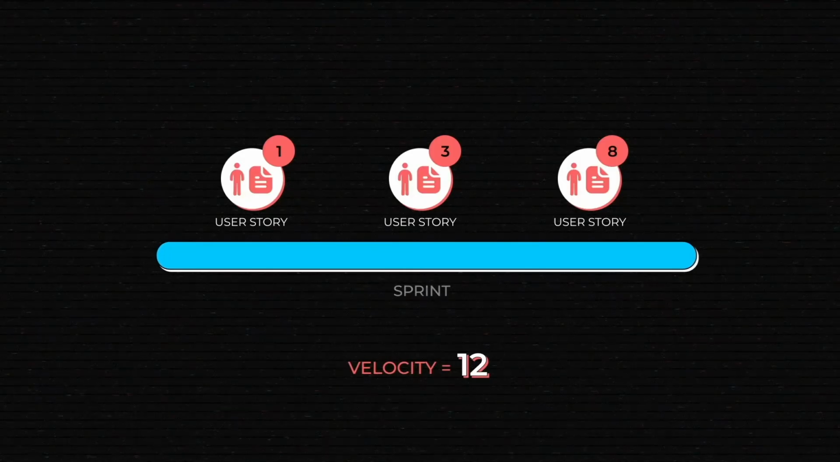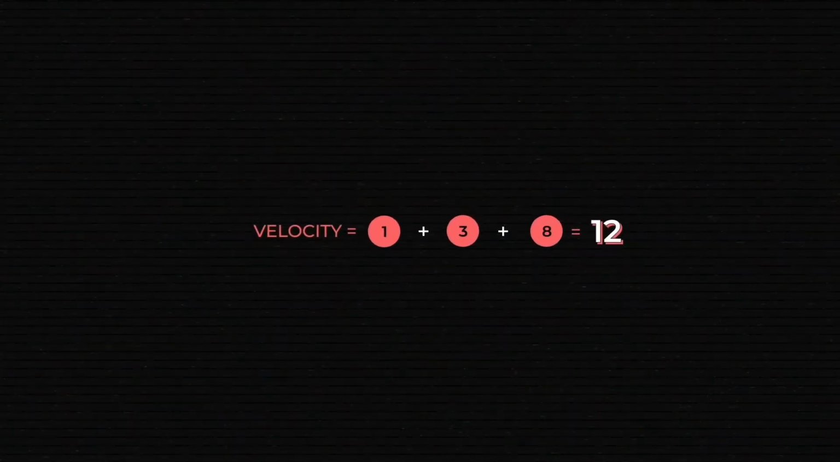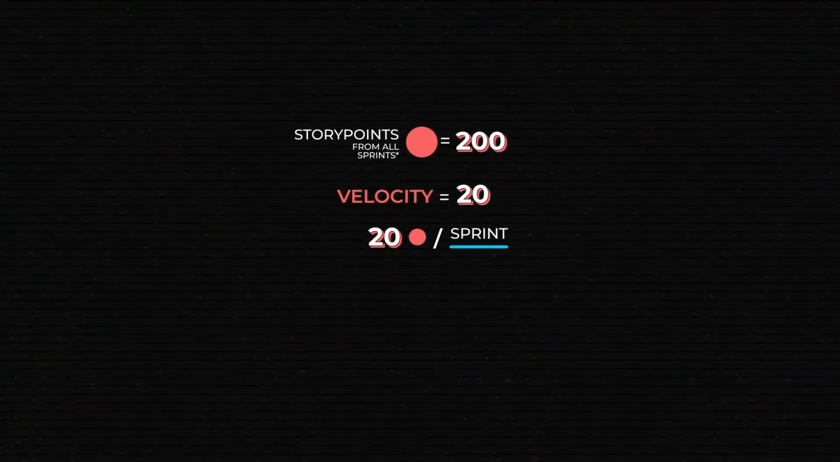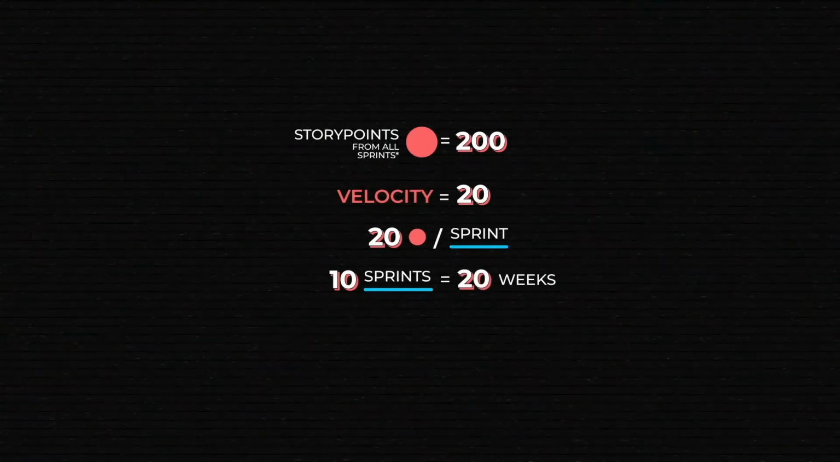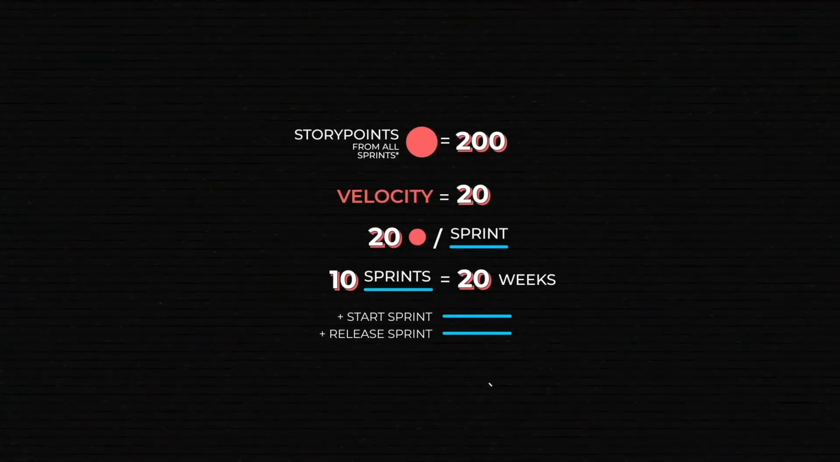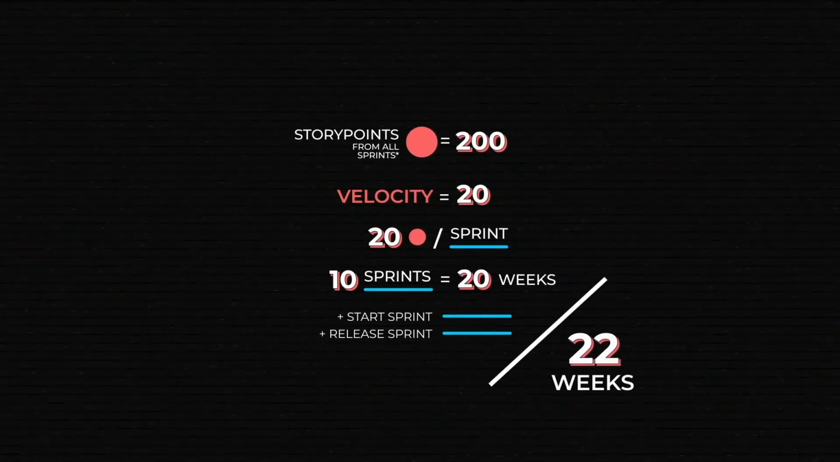To calculate anticipated velocity, you simply add up the story points of all user stories that you plan to complete within a sprint. Say all your story points added up to 200. If your velocity is 20, meaning that you expect to complete 20 points each sprint, then the whole development takes 10 sprints or 20 weeks. You add to that a sprint at the start of the project and a sprint for release preparation, and you get your estimation of 22 weeks for the whole project.